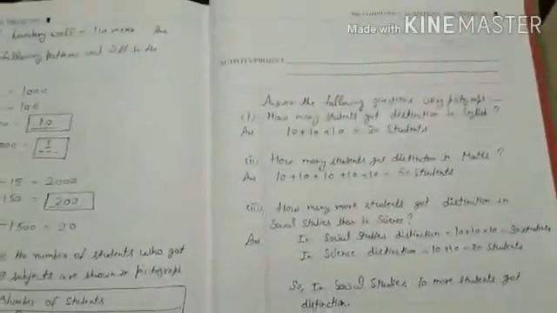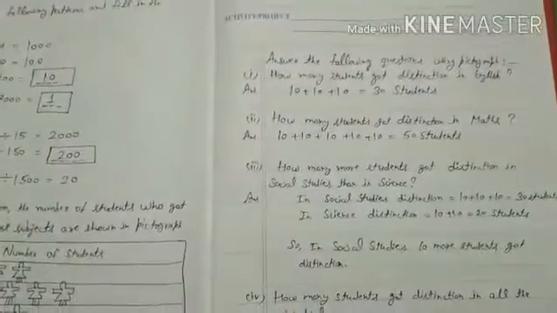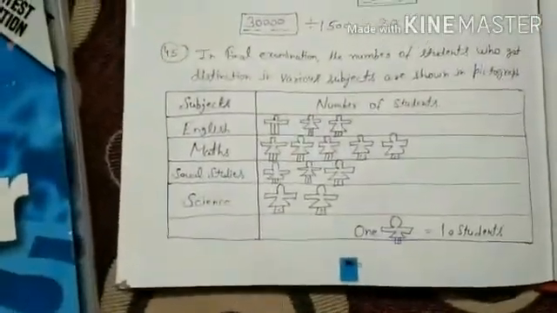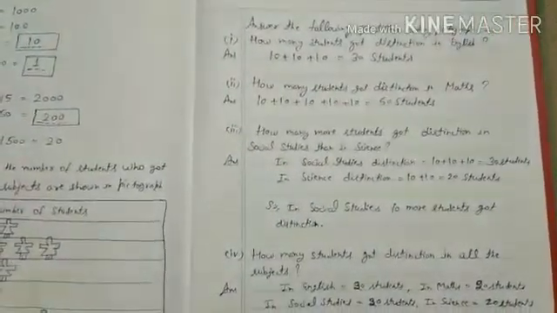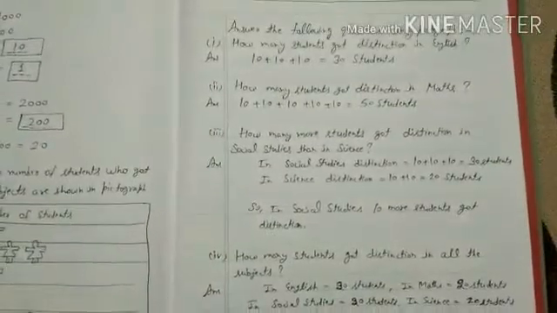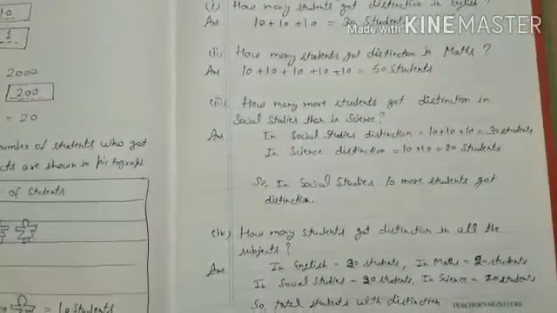First question, how many students got distinction in English? In English there are 3 symbols, 10 plus 10 plus 10, 30. How many students got distinction in maths? In maths there are 5 symbols and 1 symbol is for 10 students, that's why 50 students. How many more students got distinction in social studies than in science? In social studies the total number of students is 30, and in science the total number of students is 20. That's why the difference is 10, so in social studies 10 more students got distinction.